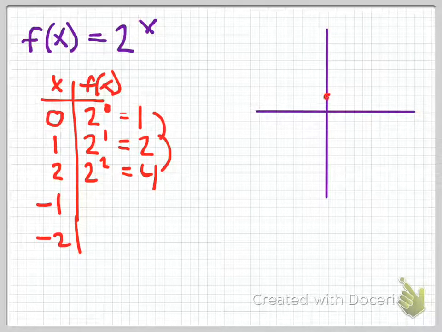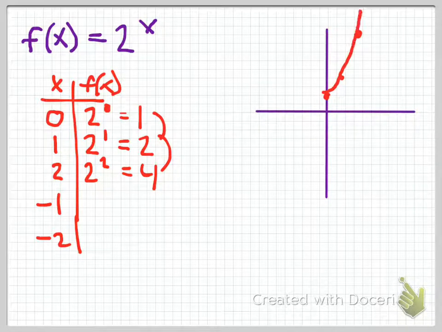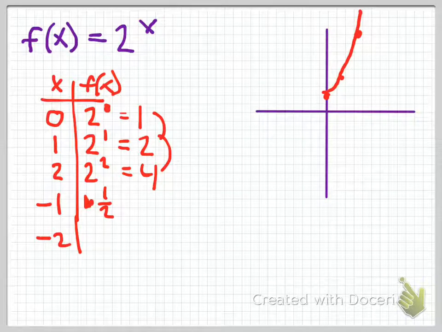0, 1 right around here. 1, 2 right around here. 2, 4 up even higher right around here. And you can see that this thing is just going to keep going up and up and up in this direction. But as we use negatives, the negative first power, remember what a negative first power does. That is the reciprocal function. So f of negative 1 equals 1/2.